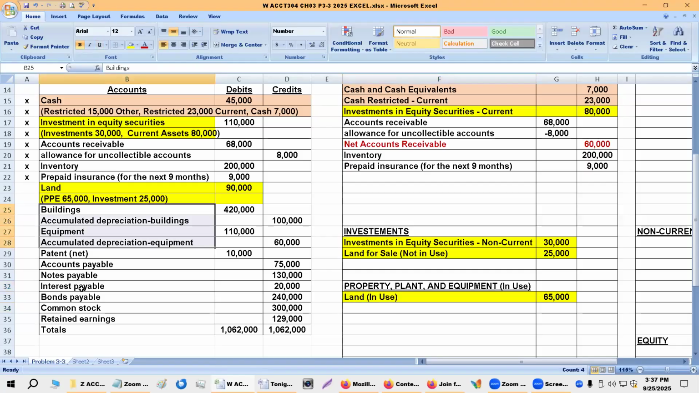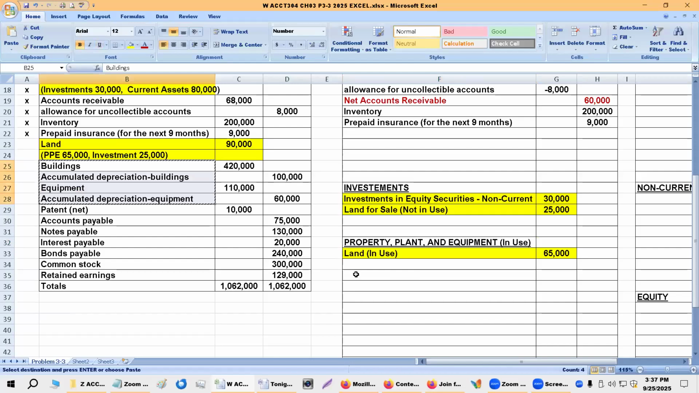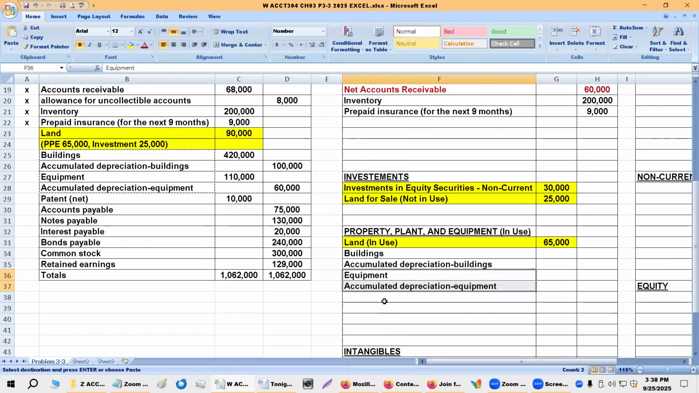Buildings, accumulated depreciation, and equipment accumulated depreciation. I'm going to give myself a little bit of room here because I think I have enough. All right, so let's see, buildings.